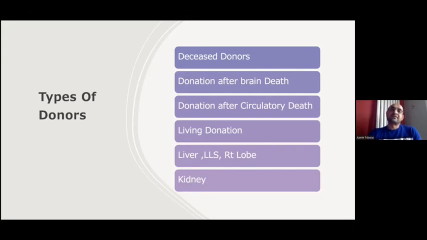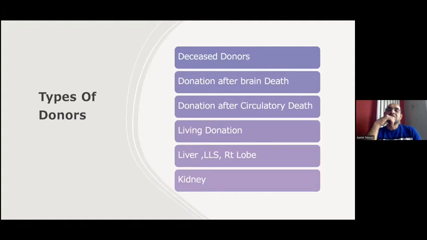Then there is donation after circulatory death. These patients usually don't have irreversible brain damage, but they have brain damage to the extent that even if we keep them alive, they will always be in a vegetative state. After discussion with the family, they are on ventilatory support and cardiac support. We tell them that this ITU management is futile, and then we think of withdrawing the treatment, all the treatments like ventilation and any cardiac support.